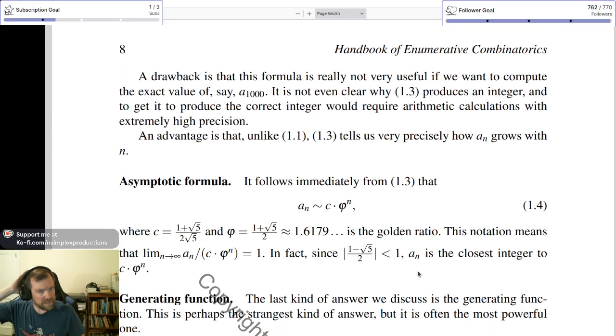The drawback is that this formula is not very useful if we want to compute the exact value of, say, a sub 1000. It is not even clear why 1.3 produces an integer. And to get it to produce the correct integer would require arithmetic calculations with extremely high precision. An advantage is that, unlike 1.1, 1.3 tells us very precisely how a sub n grows with n.